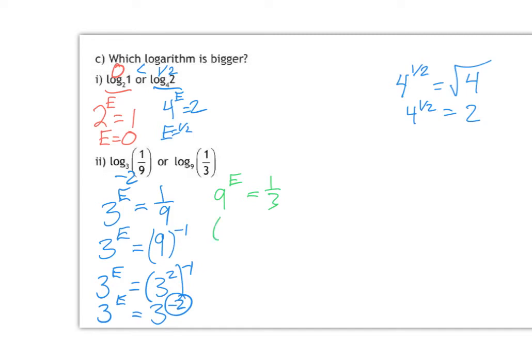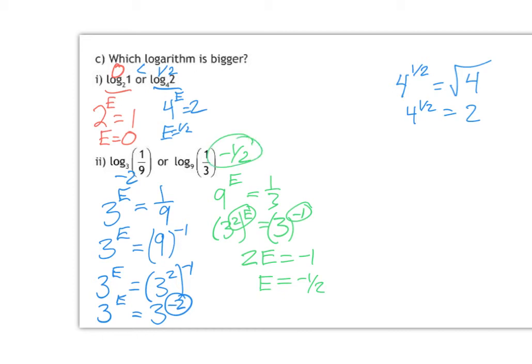So what if we said this was 3 squared to the e, and 1/3, I don't like that fraction, 3 to the negative 1. We have the bases the same now. What that means is that our powers have to be the same too. So 2e would have to be negative 1, and that tells us that e is equal to negative 1/2. Given our two answers, negative 2 and negative 1/2, negative 1/2 is a bigger number.